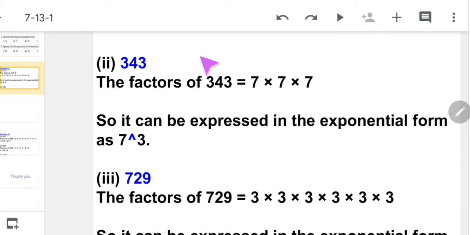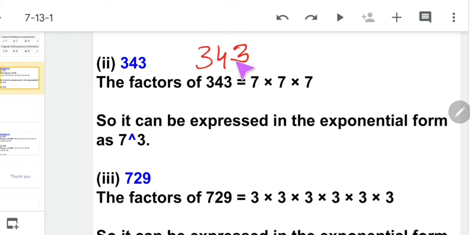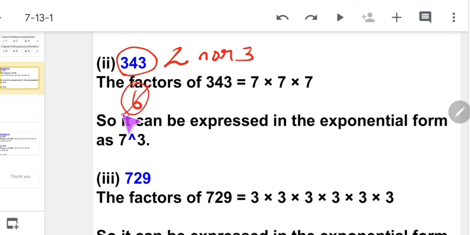Now for 4, 343. We have to check the last two numbers. 43 is not divisible by 4. That means this whole number is not divisible by 4. Similarly for 5, 343. The last number is neither 5 nor 0. That means this number is not divisible by 5. I hope you all are getting what I am doing. I am doing the divisibility test for each number. Okay. Then for 6, this number is neither divisible by 2 nor by 3. That means it could not be divisible by 6.